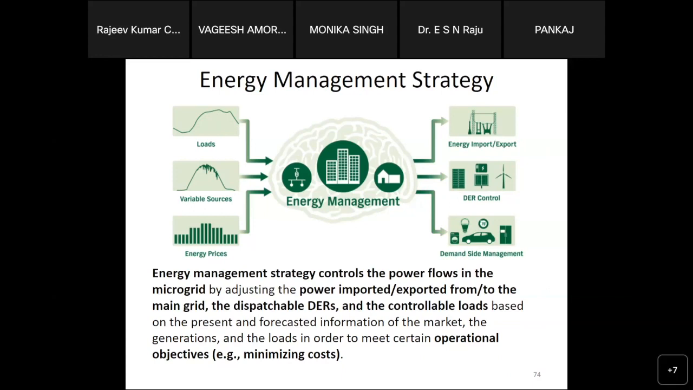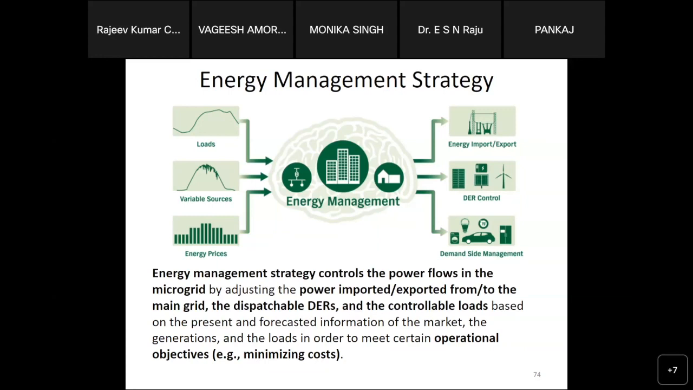So the energy management strategy mainly controls the power flow in the microgrid by adjusting the imported power and the exported power from the different components, like the power imported and exported from the main grid, and the power import and export from the dispatchable DERs and controllable loads. So these three are the main means by which we can control the power output, and we can manage the power import as well as the export.